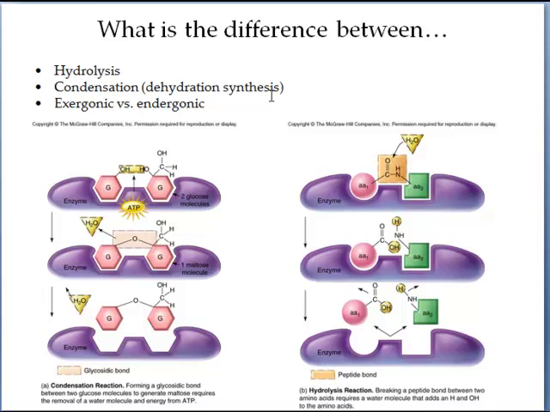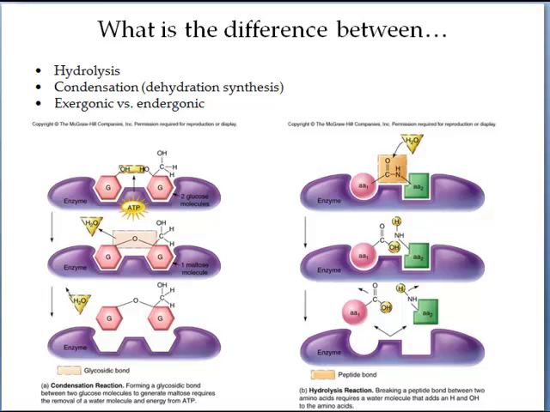Condensation or dehydration synthesis is just the opposite. Condensation, which refers to dehydration, is the removal of water molecules. Notice up here we have two glucose molecules that are adjacent. One OH is taken from one molecule, another hydrogen is taken from the other molecule, and water is formed and removed from this environment, and this oxygen is now linking the two glucose molecules. So this is a condensation or dehydration synthesis.